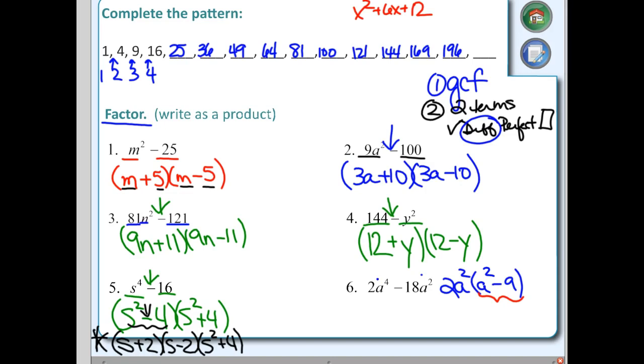We've got a squared minus 9. So to factor this completely, we bring down the GCF again, and then this is going to be a plus 3 and a minus 3. All right? And so make sure you can recognize the pattern, difference of perfect squares.